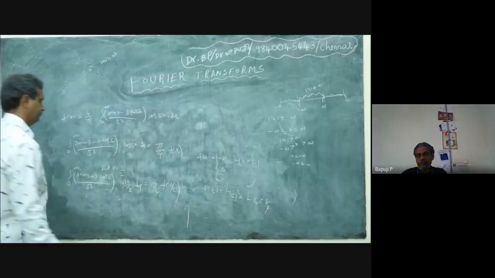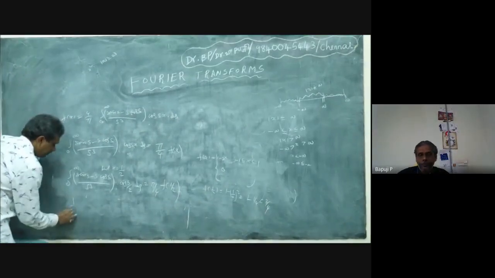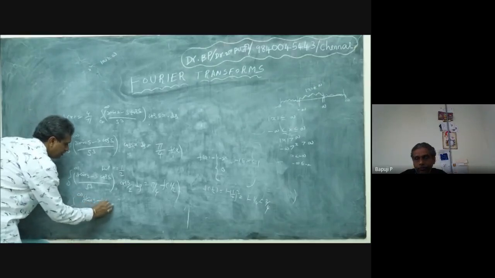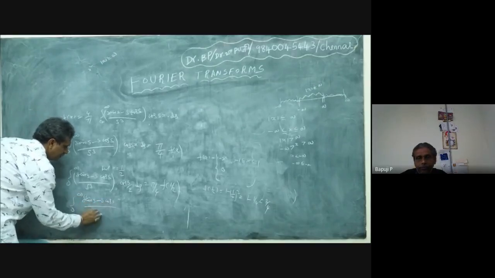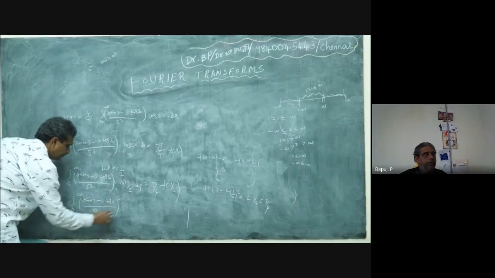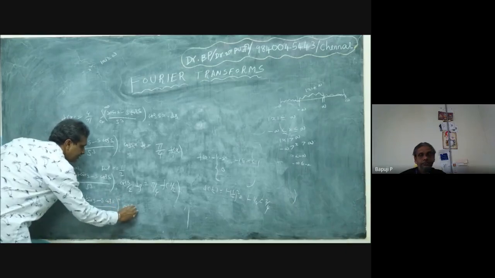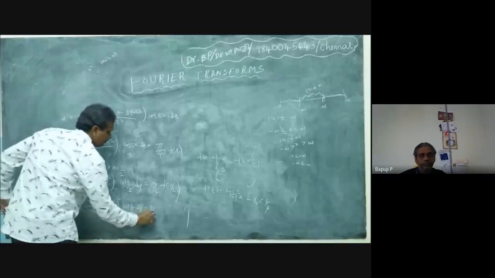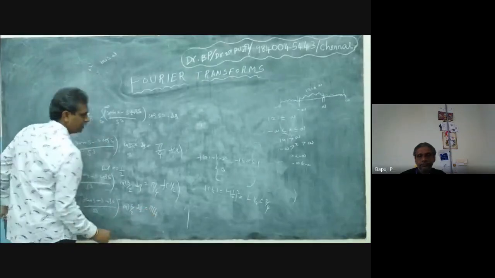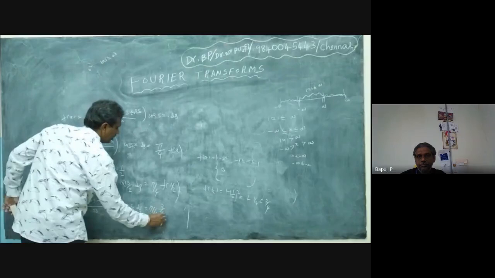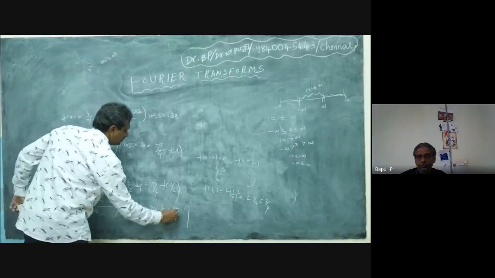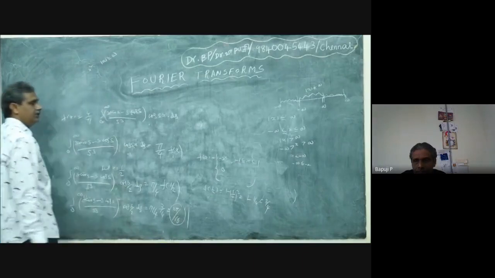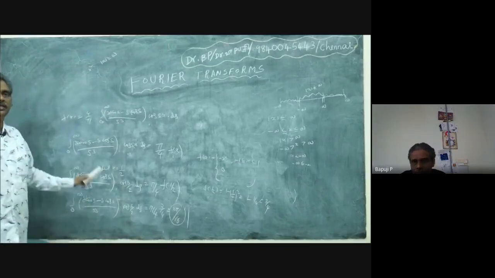So integral 0 to infinity sin s minus s cos s by s cube into cos s by 2 ds is equal to pi by 4 into 3 by 4, which is 3 pi by 16. So our friend has come, the first one has reached. It is a very important question.